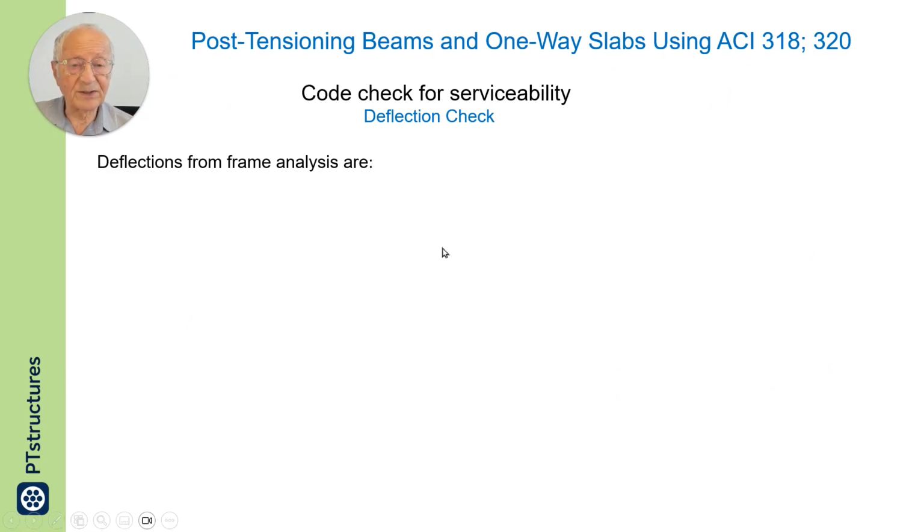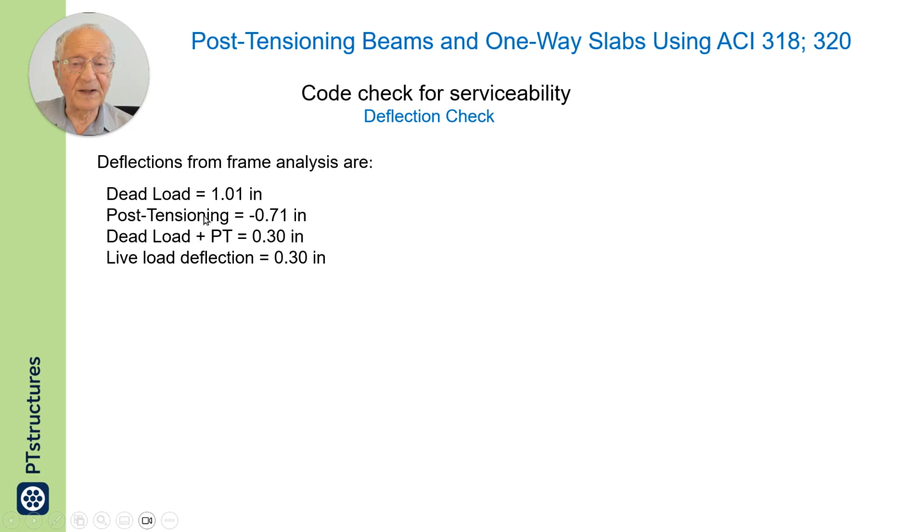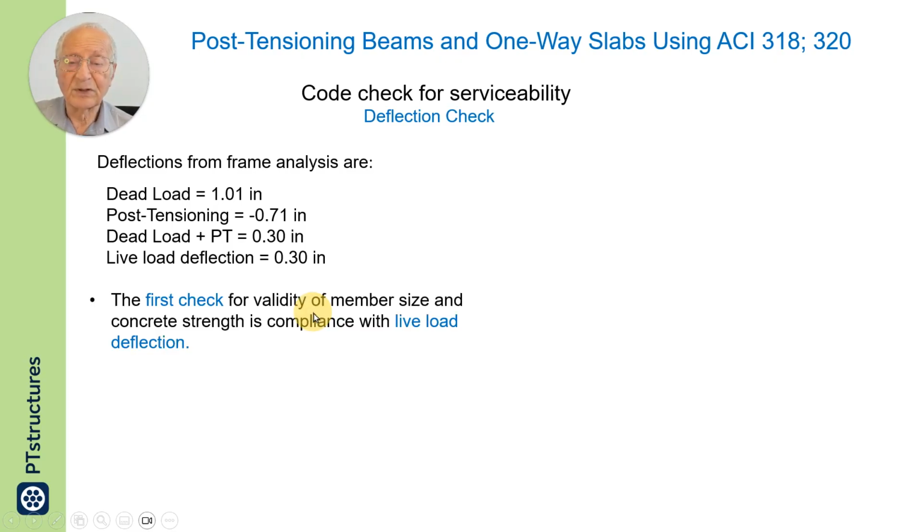Now I can do deflection check. Deflection check from dead load is this much. From post-tensioning is this much. From a live load is this much. So I have 3 action components, each of which gives me a value for deflection. The first check I do is to validate the design based on live load deflection.